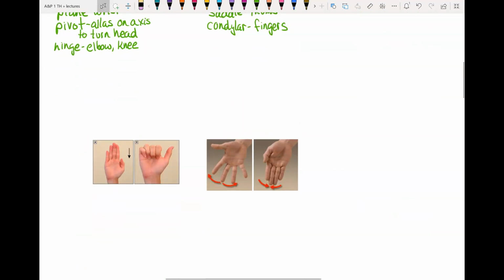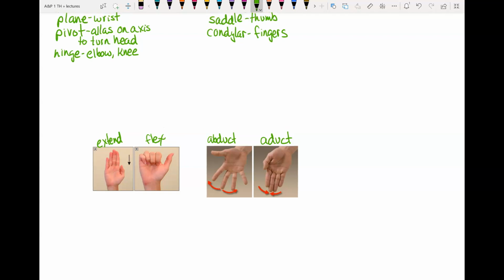Here's some pictures to show you. Your fingers, you can extend and flex. Think of like how a little kid waves goodbye, or you're grasping something in your fingers. You can also abduct and adduct. Right? So you can spread your fingers out, you can bring them back together. That's the two directions of movement you can do with your fingers and your thumb.